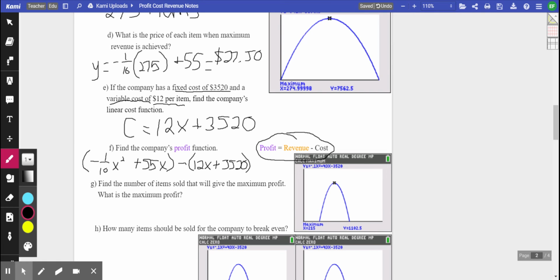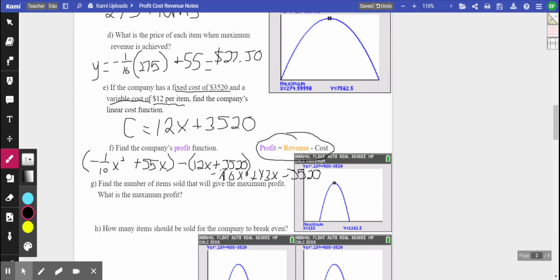If I simplify all this, it looks like I'm running out of space. I should get negative 1/10 x squared plus 43x minus 3520. And that gives me my company's profit function.